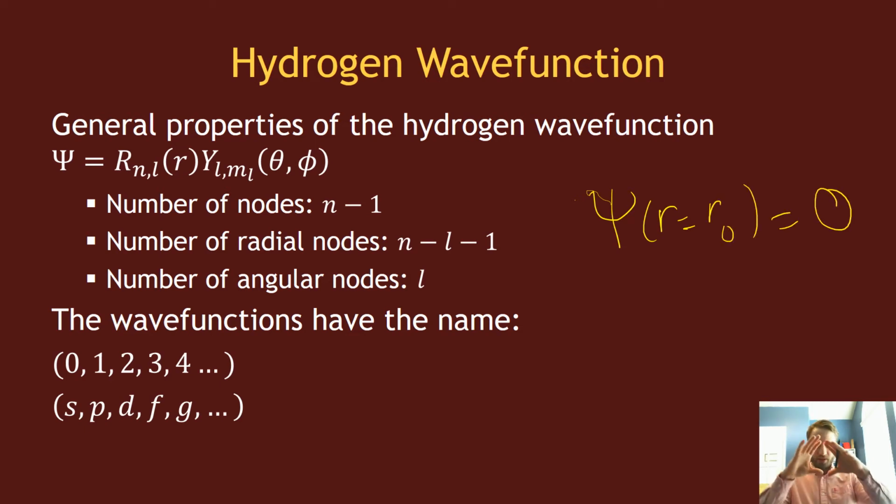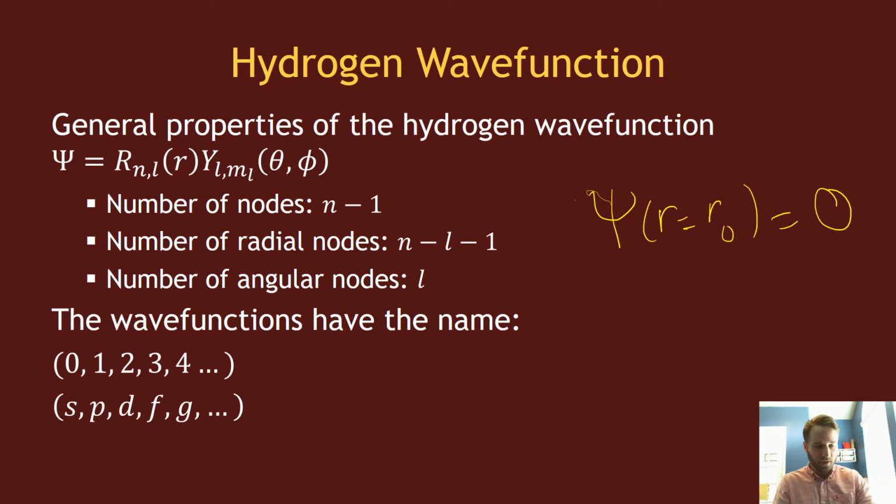So you can imagine a radial node is going to look like the surface of a sphere. That's what a radial node is going to look like, because at every r distance, no matter what your angles are, your wave function is 0. That's for a radial node.